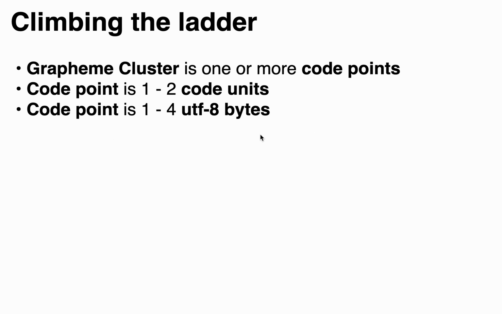I'm repeating myself a little bit here, but this is really important for understanding how to represent text. I think of it as a ladder, where a grapheme cluster is one or more code points. Then code points may be represented in code units, or you may be representing code points as bytes. A code point is 1 to 2 code units, and a code point can also be represented as 1 to 4 UTF-8 bytes.